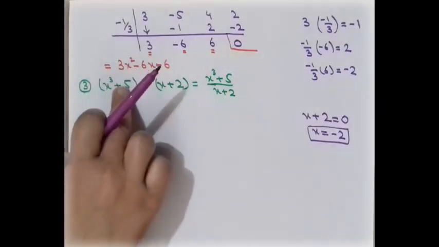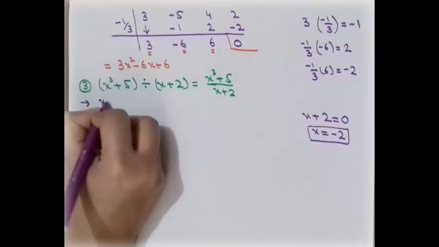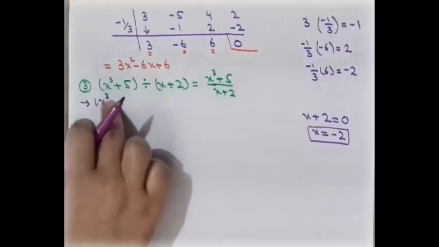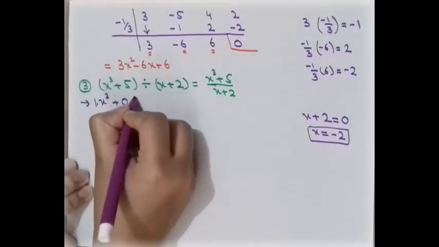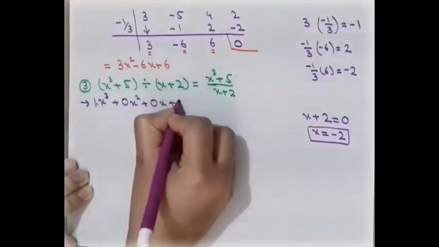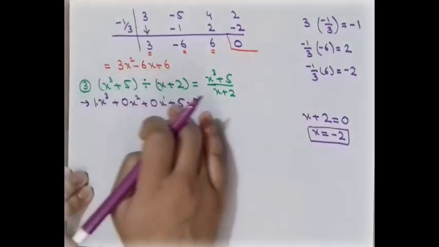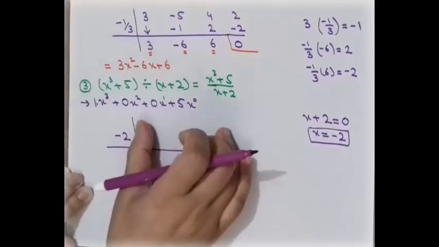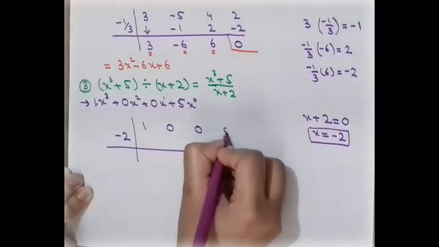The second step is to make sure that the denominator is written in descending order, and if any term is missing, we must use 0 to fill the missing term. The denominator we write is x cube, whose coefficient is 1. But here x square and x are missing, so we write 0 x square plus 0x, and here the constant is 5, which is the coefficient of x to the power 0. So here is the descending order. Here we write the divisor minus 2, and here we write the coefficients: 1, 0, 0, and 5.